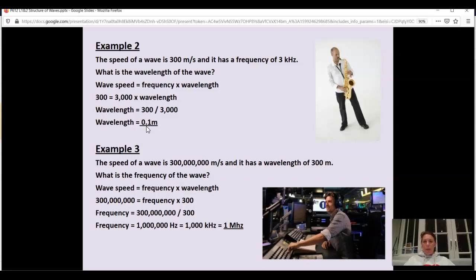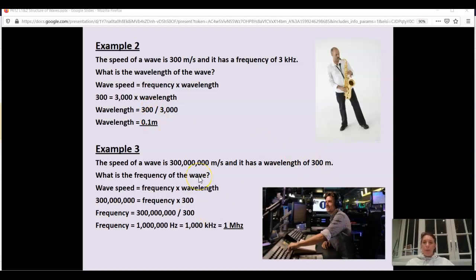The last example is probably the most difficult example because we're going to use an electromagnetic wave. So electromagnetic waves all travel at the same speed. So remember, the electromagnetic waves are radio waves, microwaves, infrared, visible light, ultraviolet, X-rays and gamma rays. Now the speed of the wave is 300 million metres per second. So all those waves travel at that speed, 300 million metres per second. Now this particular wave has a wavelength of 300 metres, okay? So radio waves used for broadcasting have quite long wavelengths. Compared to this one, this is 0.1 and this is 300 metres, so it's quite big.